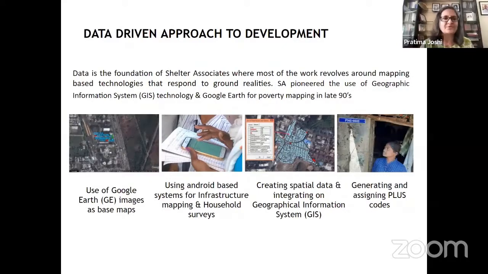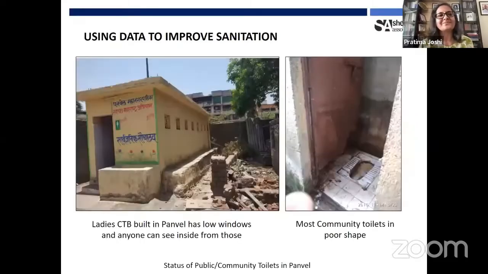So there are basically two types of data that we collect. One is infrastructure level data, which is very detailed and which you will see in the next few slides. And one is household level data, where every slum household in that particular slum is covered with a basic set of questions. So we call it the rapid household survey. Can we go to the next, please?